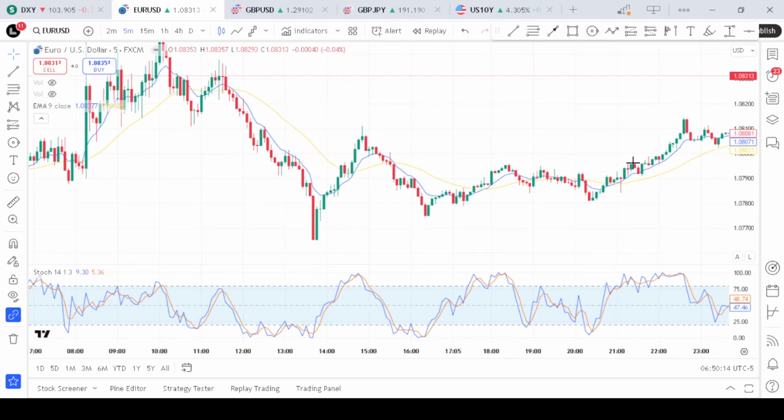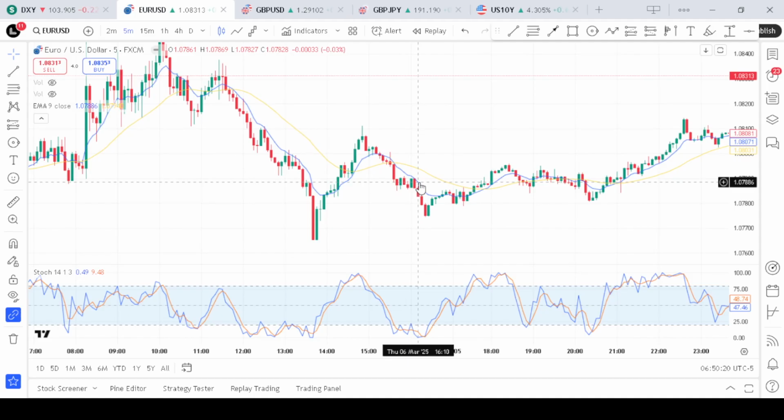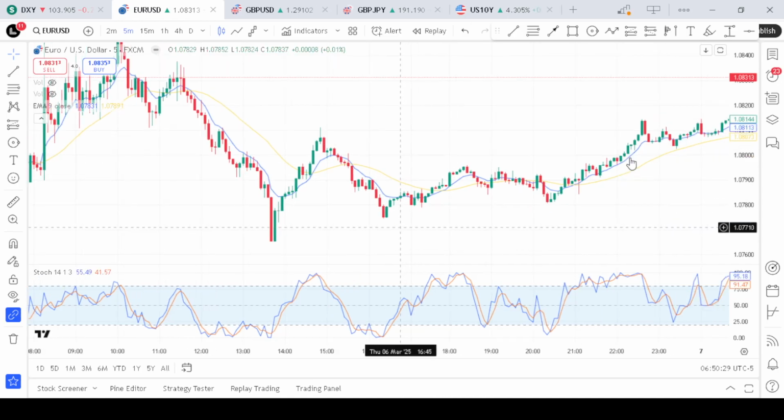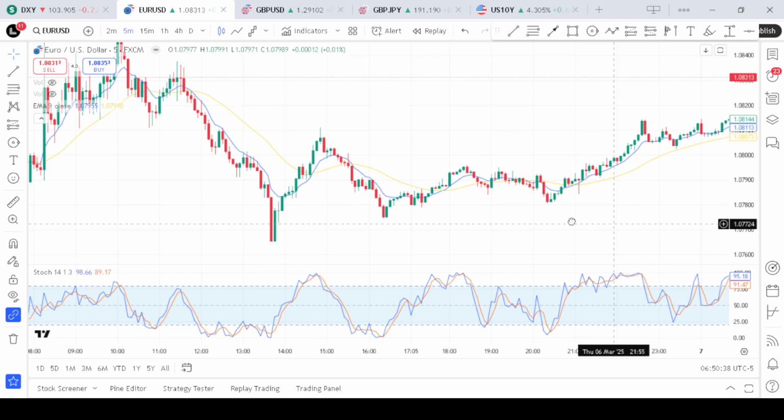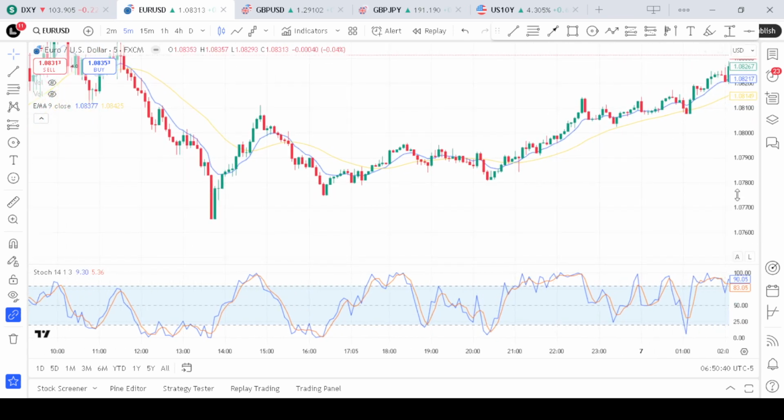In today's video, we are going to uncover a highly effective super scalping strategy that can transform the way you approach short-term trading. This strategy is designed to help you capitalize on quick market movements with precision and discipline, making it perfect for those of you looking to maximize opportunities in fast-paced environments.